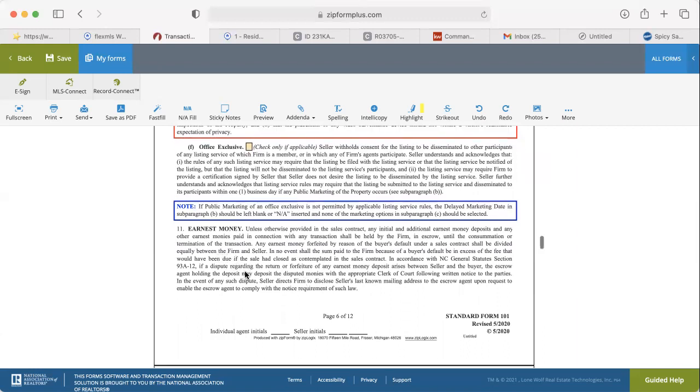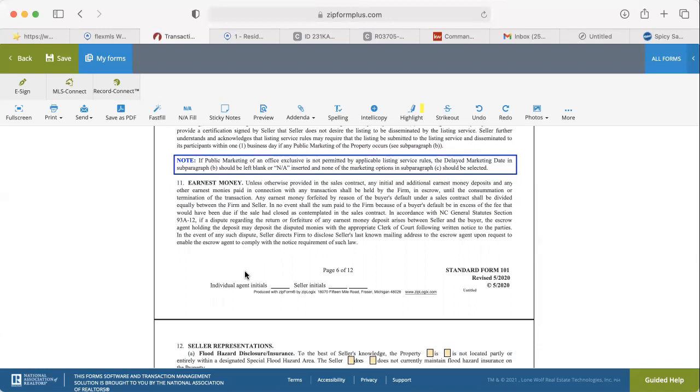Then 11 talks about earnest money. So earnest money is a deposit that the buyer makes that is held in escrow on their behalf by either the closing attorney or the buyer's firm. At Keller Williams, we do not hold escrow funds. We don't have an escrow account. So whenever you enter this listing, under agent remarks, you would enter KW does not hold earnest money. Please make check payable to buyer's closing attorney or buyer's agent's firm.